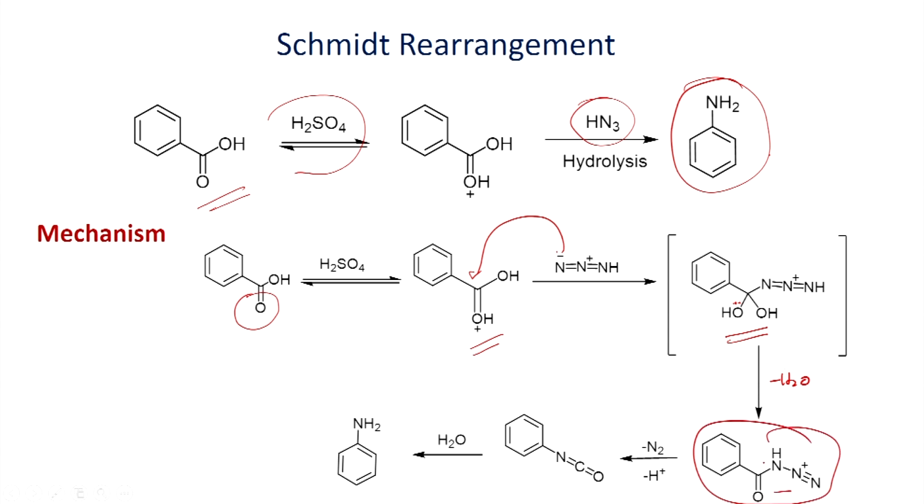Once, as we have just seen in the case of the Curtius rearrangement, once you form the acyl azide, when you heat it, it can lose nitrogen molecule, you will be able to form the isocyanate. Once you form the isocyanate, you can react with the water, you will be able to form amine.